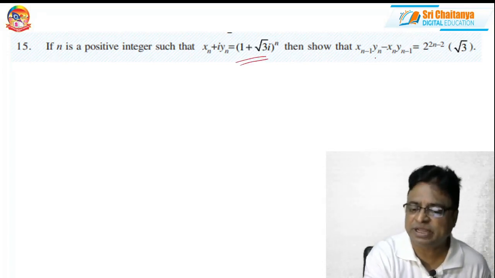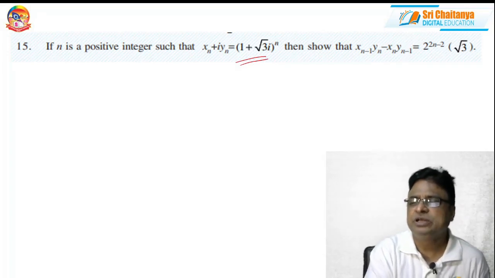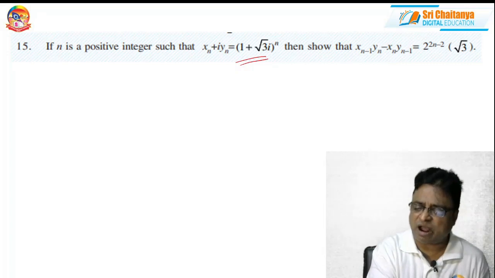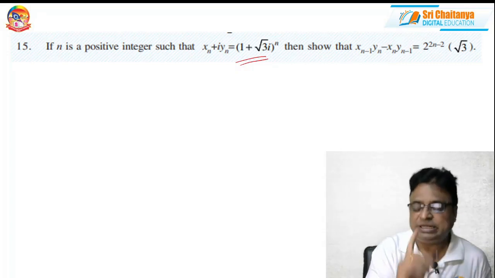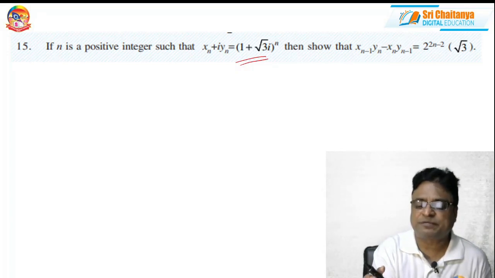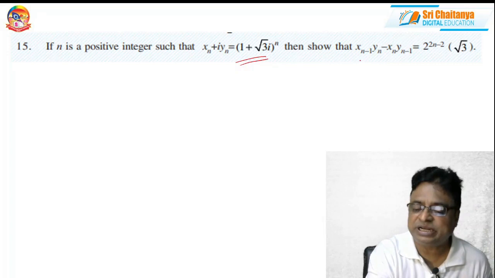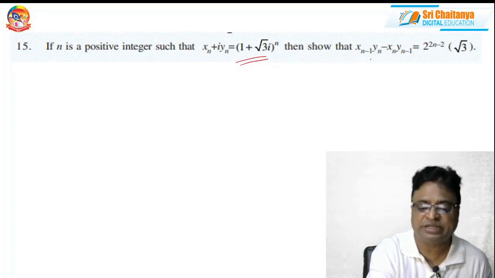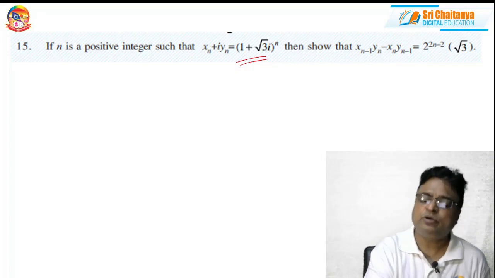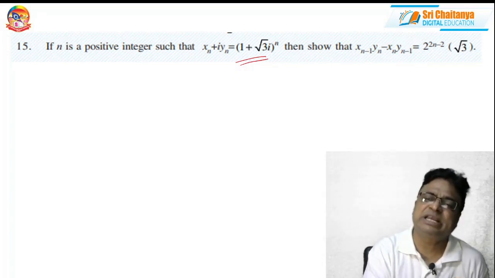Then show that xn minus 1 yn minus xn yn minus 1 equals something. While looking at the given options, we have to collect some real part or imaginary part of some product. Already in the question, xn minus 1, xn and yn minus 1 are there. Therefore, since I know xn plus i yn, why don't I find xn minus 1 plus i yn minus 1?